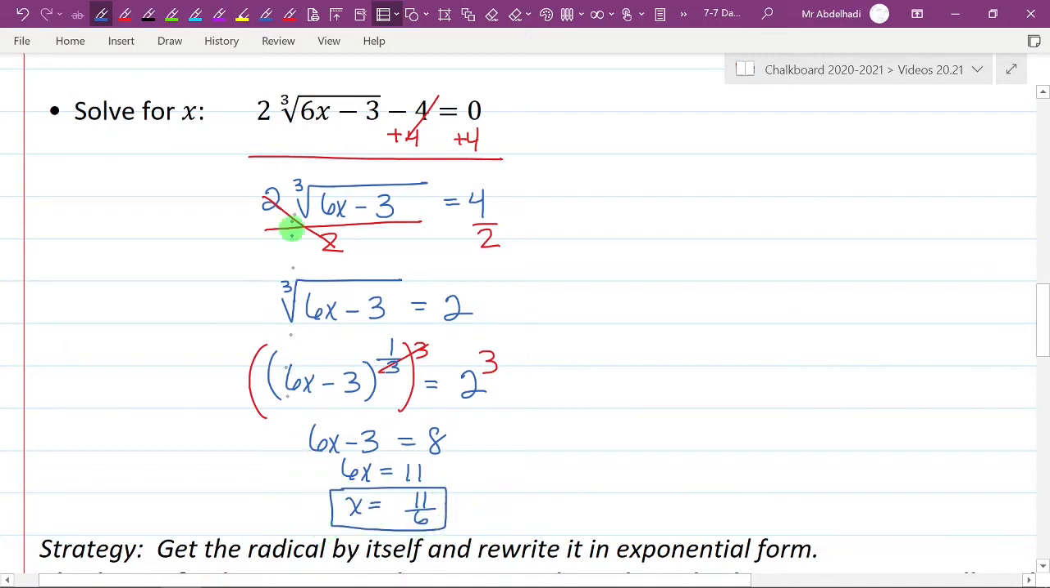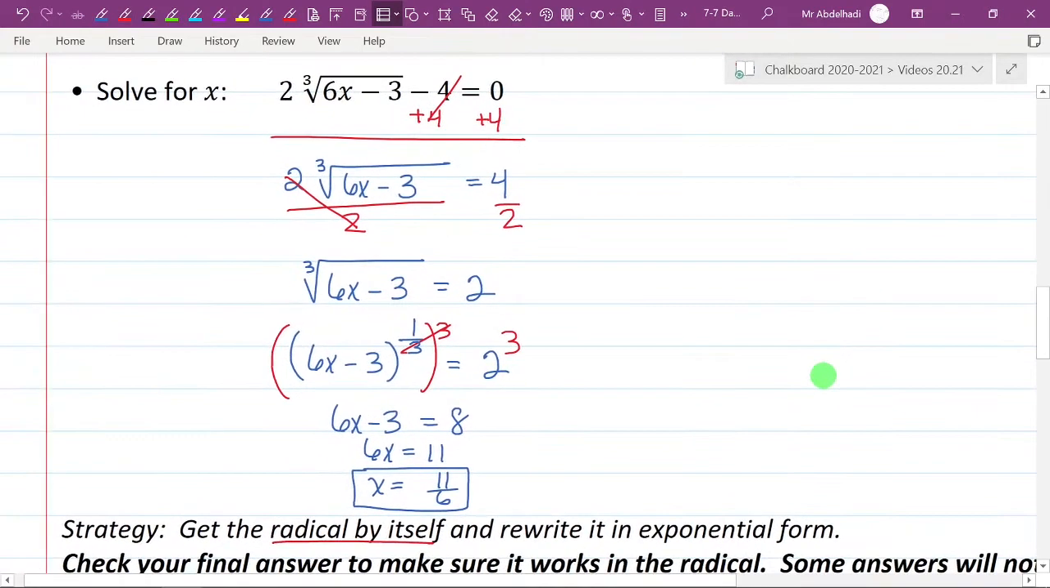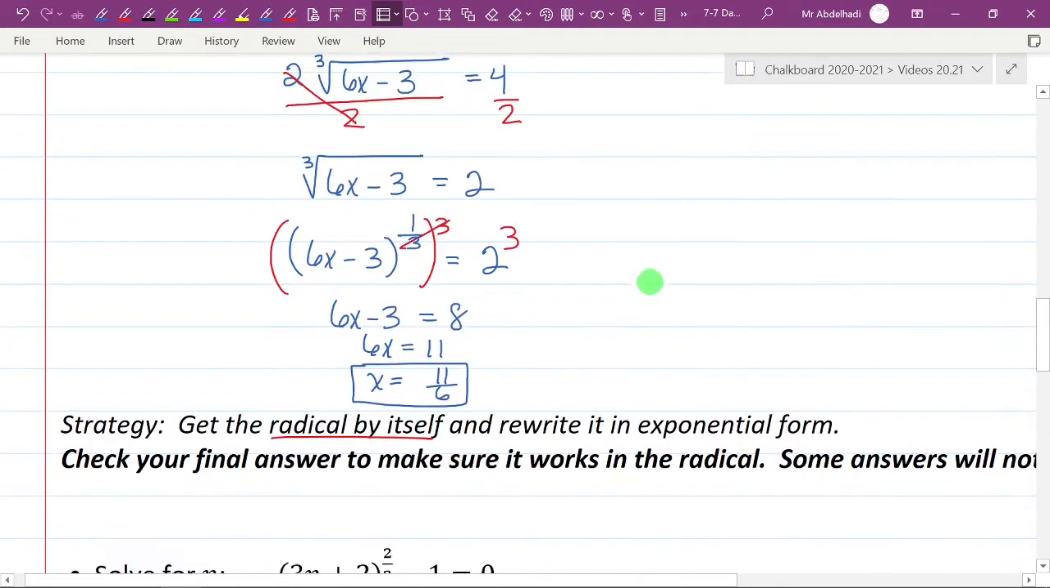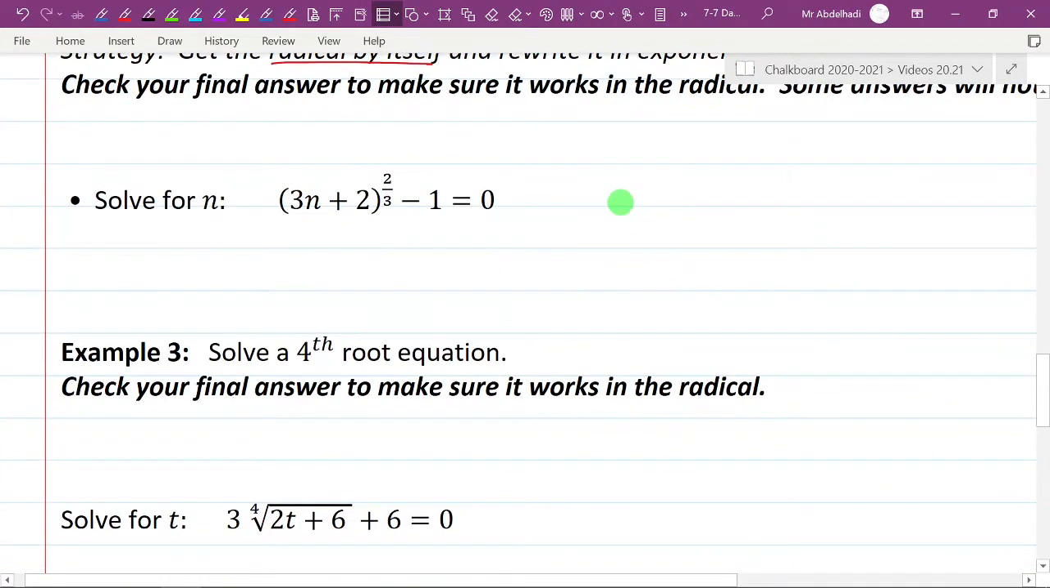So the strategy here is get the radical by itself. That's the big deal here. Get the radical by itself, and then after that, you can use the tricks that we learned in the beginning of the lesson here. Okay, let's try another one here.